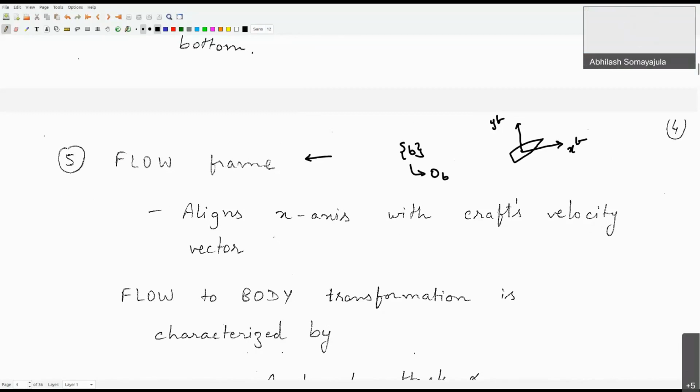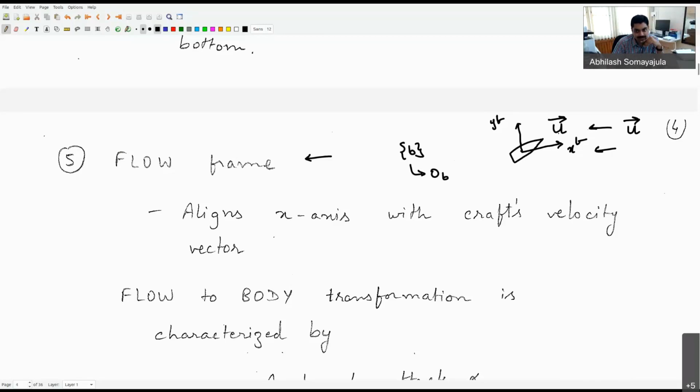Sir, will the direction of x-axis be opposite to that of the velocity vector? No, it will be aligned with the craft's velocity vector. So you will perceive as if, relative to it, the environment is coming the other way. So suppose the craft is moving in this direction with u velocity. So with respect to the flow axis, you'll see that the environment is actually being incident on the ship by a fluid velocity which is equal to u in the opposite direction, isn't it?